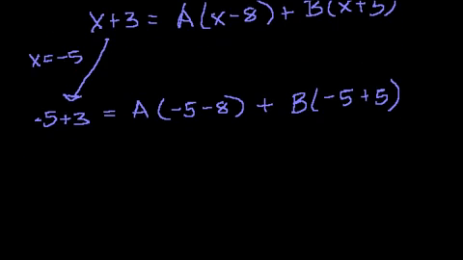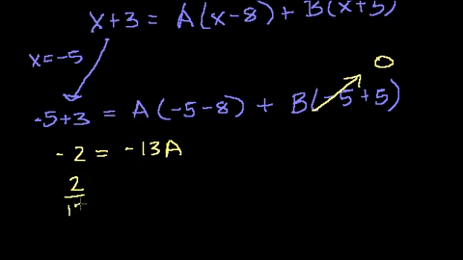So then you get, minus 5 plus 3 is minus 2, is equal to, what is this, minus 13a plus, this is 0, right? Minus 5 plus 5 is 0. 0 times b is 0. And then you divide both sides by minus 13. The negatives cancel out. You get 2 over 13 is equal to a.